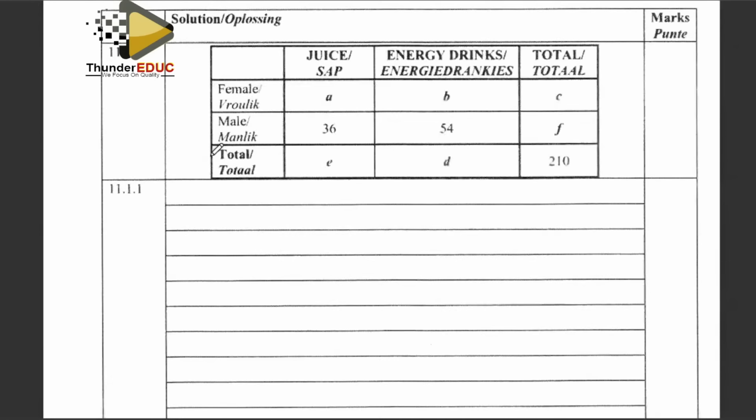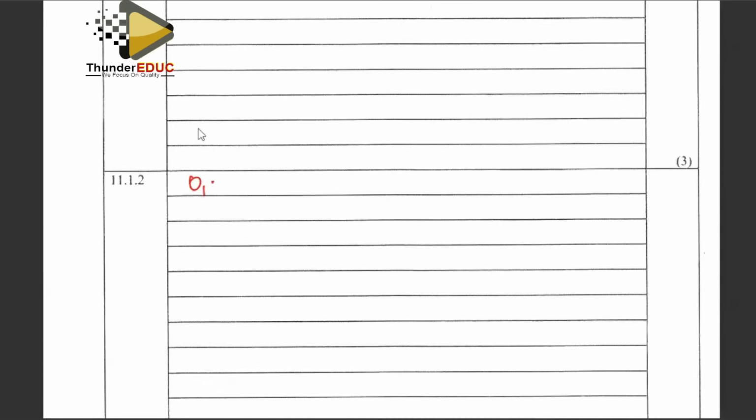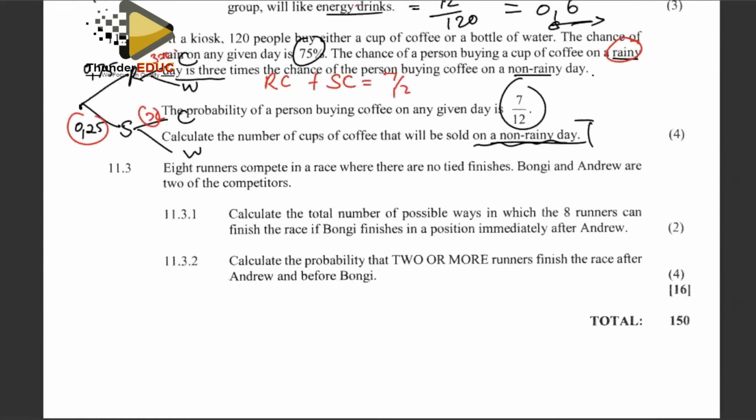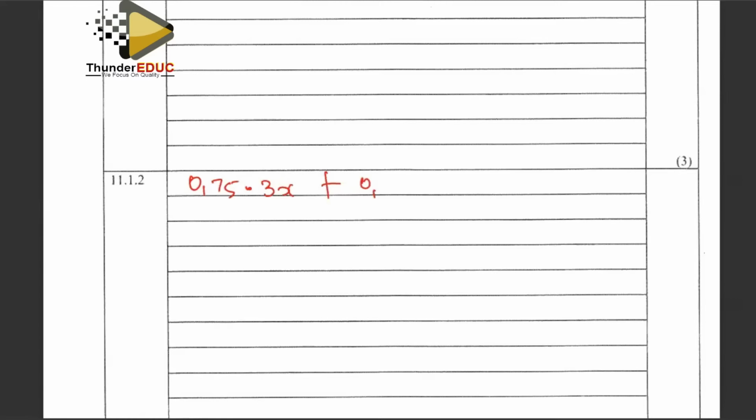Okay, 11.2, we're saying 0.75 multiplied by the 3x plus 0.5 times x, so 0.25 multiplied by x should give us 7 over 12. So 0.75 times 3 gives me 2.25x plus 0.25x should give me 7 over 12. I can divide this and give it as a decimal, but either way, no problem. Then when we add this up, we're going to end up with 2.5x is equal to 7 over 12.